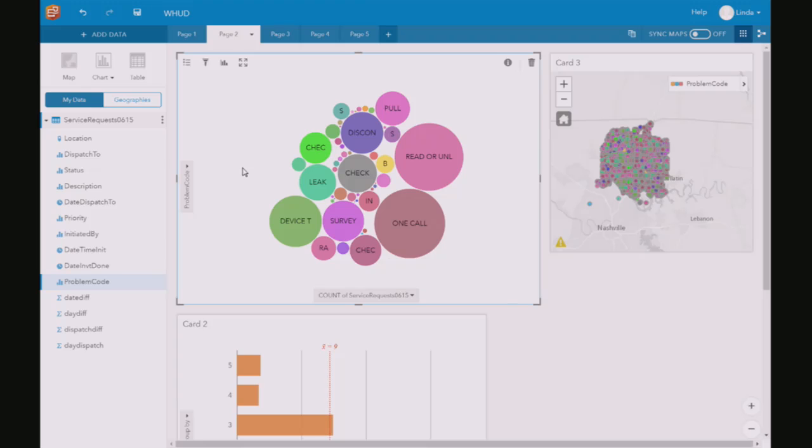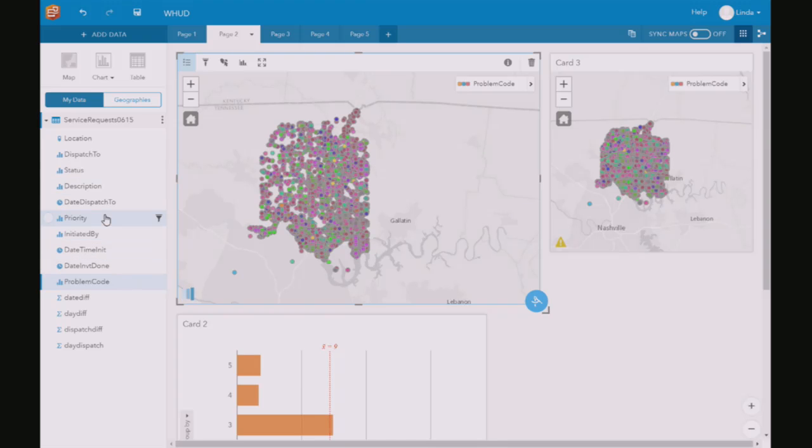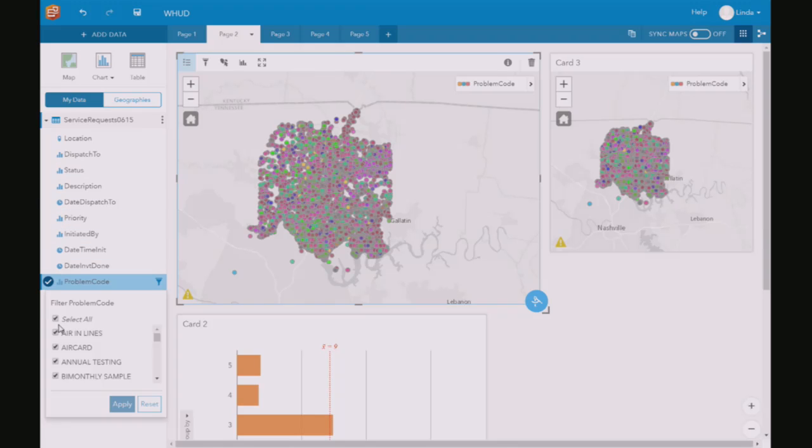So I want to understand a little bit more about the leaks within my data. So let me go back to the map. And what I can do to understand those leaks is go into the problem code and filter out where we just have leaks within that data set.